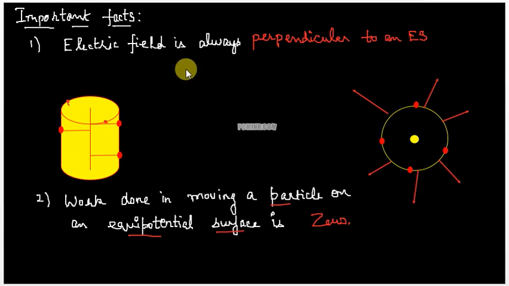So these two are very important points about equipotential surface. One is that the electric field is always perpendicular to an equipotential surface, and work done in moving a particle on an equipotential surface is 0.